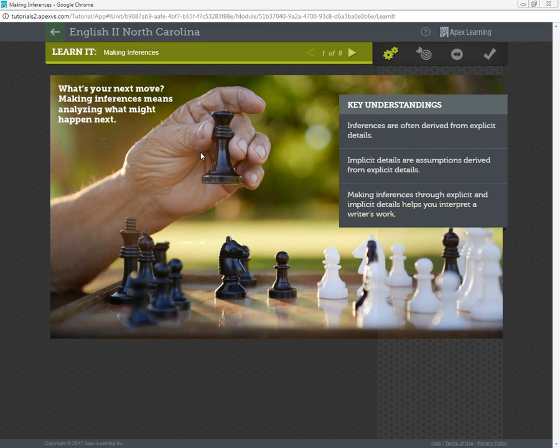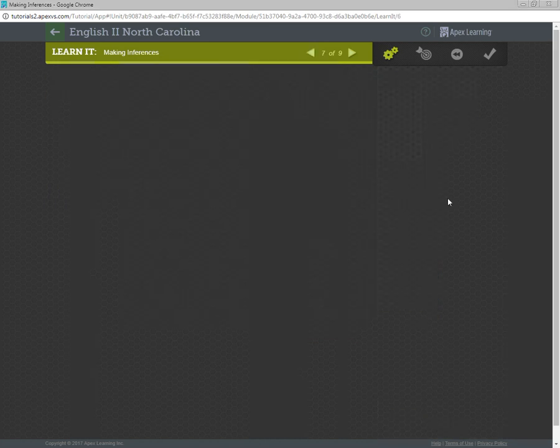So some key understandings. And just a reminder, make sure you are writing some notes in your very important point box, and you're going to be answering the questions in box number 2. So some things you really need to understand about inferences. Inferences are often derived, or they come from, explicit details. Those are the details that are from the text. Now, implicit details are the blanks or the holes that we try to fill from the clues or the explicit details. So making inferences through explicit and implicit details helps you interpret the writer's work.